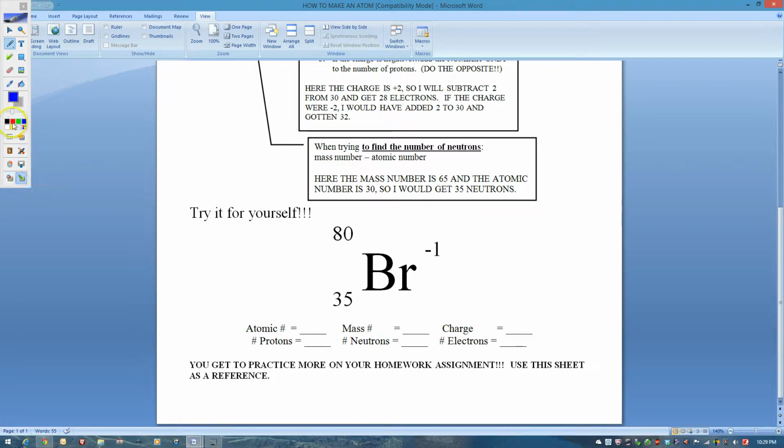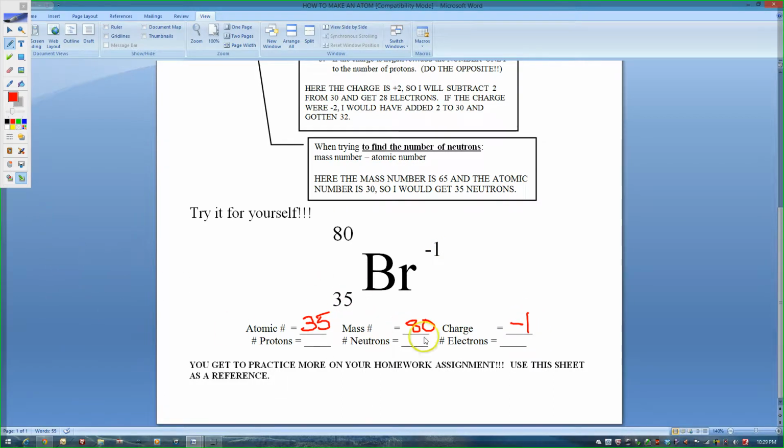Alright, we're back, and hopefully you've had enough time to work on this problem. So, looking at this problem, our atomic number, if you look above, is 35. Our mass number is the number in the upper left corner. It is 80. And our charge in the upper right corner is -1. Those are easy. They're all here. Please write 0 if you don't have a charge. It may not be in your symbol, but please write 0 for your charge.